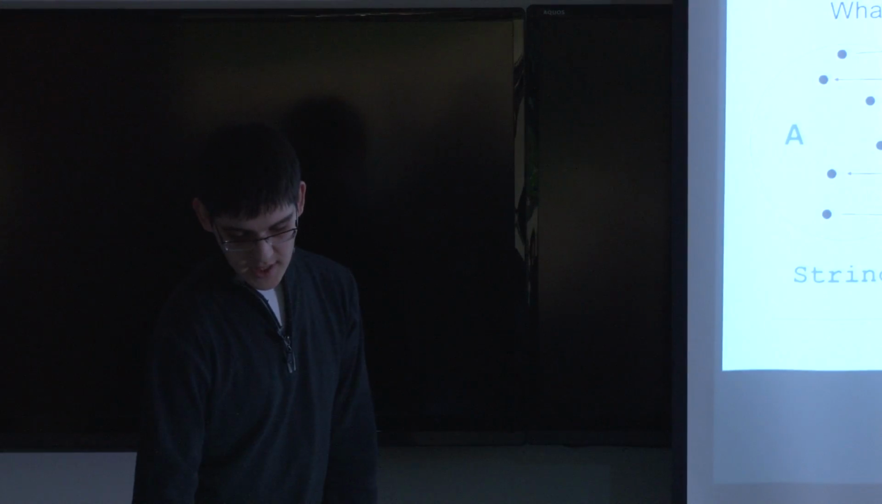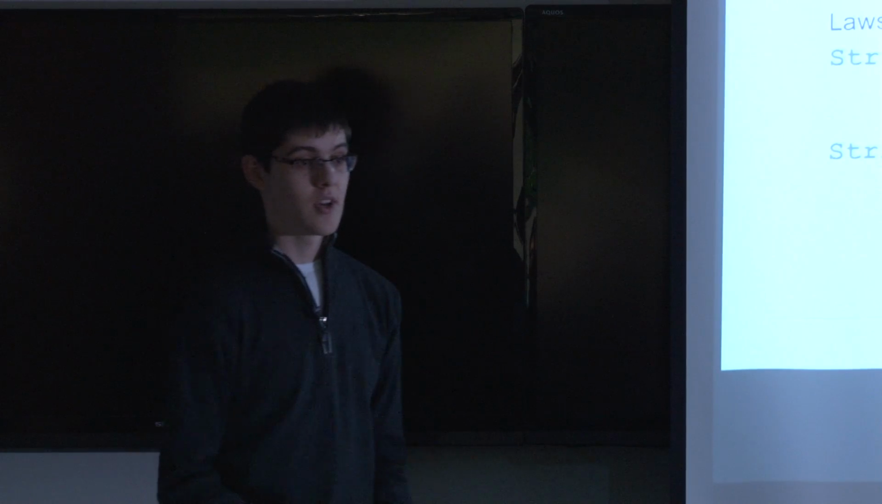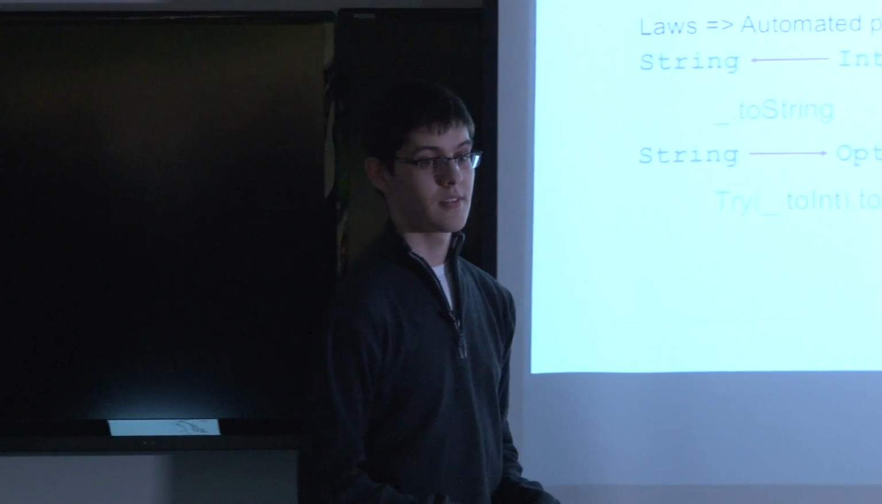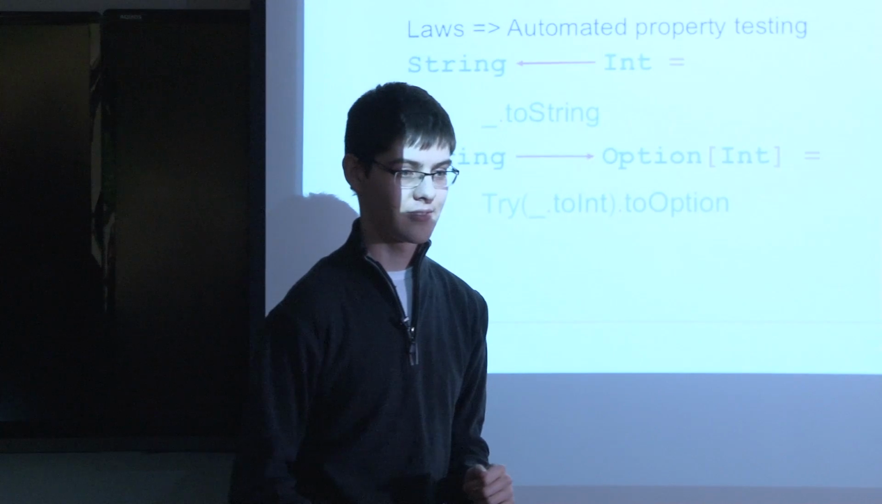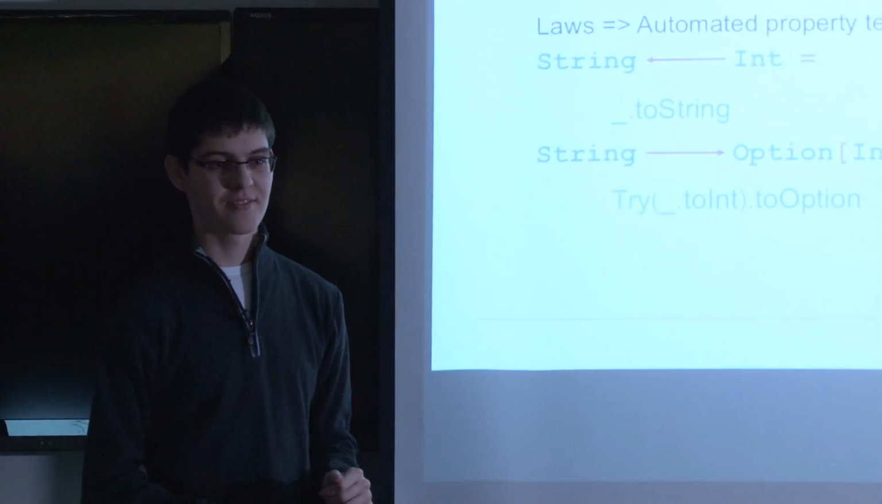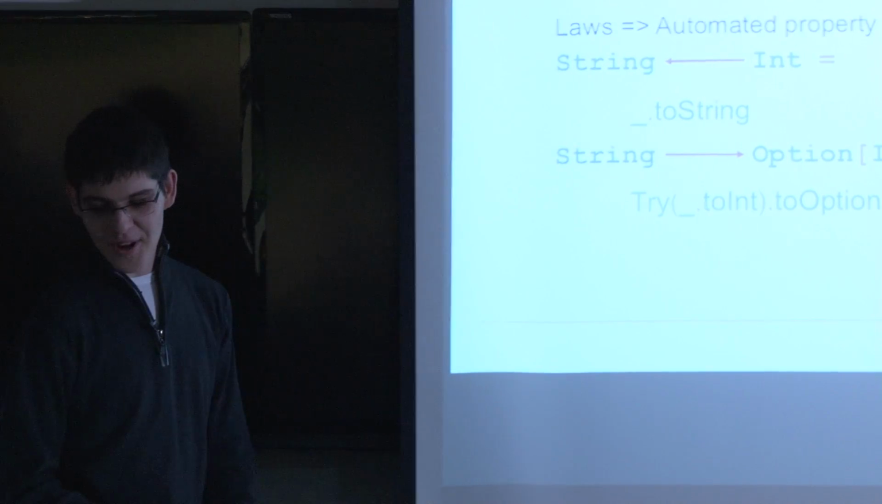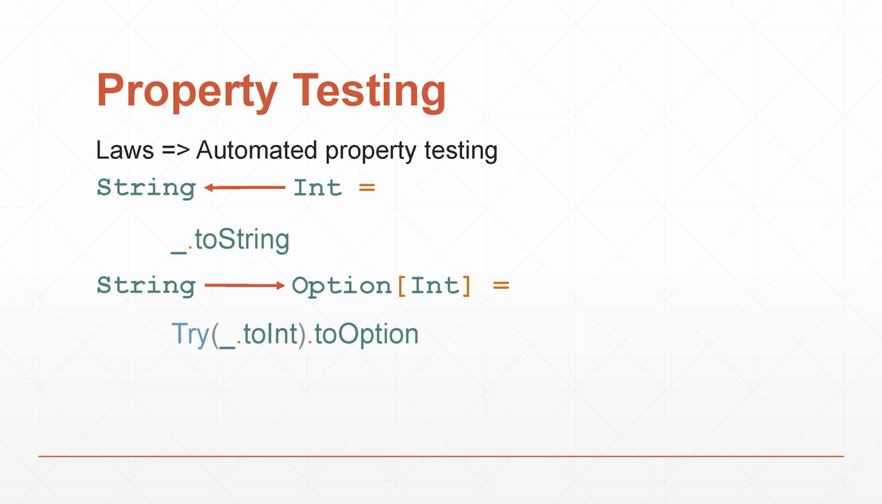So if we have laws, we can do property testing. And with a Scala check, for example. Who knows about Scala check? Very nice. So say we have this implementation: just string to int, string to option of int. We try to do toInt and catch the exception. If there is one, we get none. All right?